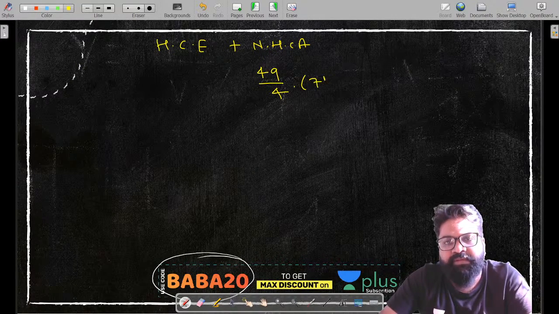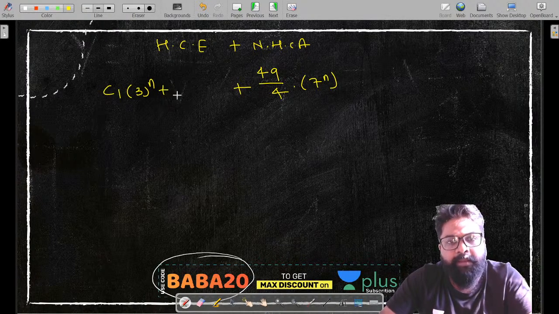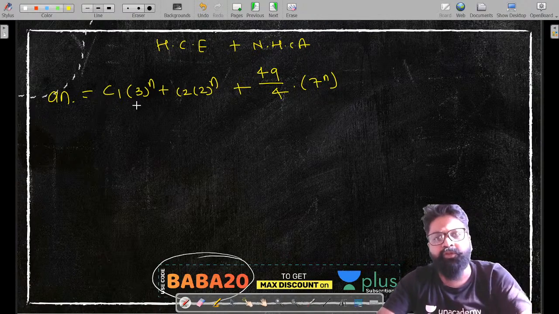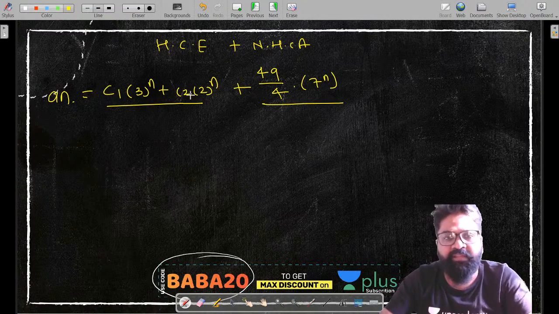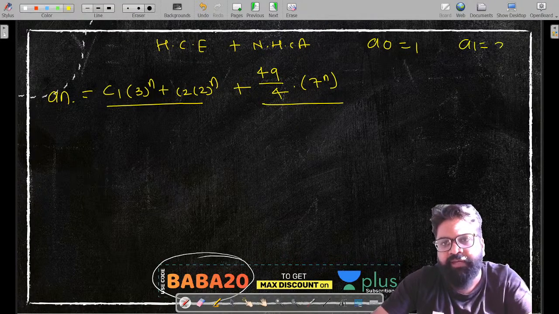49 by 4 into 7 by 9 plus over here, so this is C1 3 raised to n plus C2 2 raised to n. This is the total equation that you people will be getting. So in this way, let me write this a0 as 1 and a of 1 as a 2.